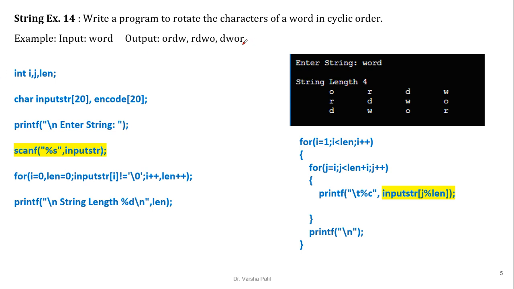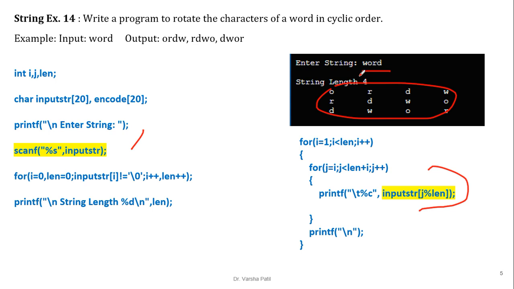Write a program to rotate the characters of a word in a cyclic order. Now in my previous videos on arrays, I have already explained the role of the percentage operator. So here also we are using the percentage operator. See, enter the string, so we have accepted the string. For example, if the word is word, we require to do the rotation. First ordw, then rdwo, then dwor. In this way we require to do the rotation.